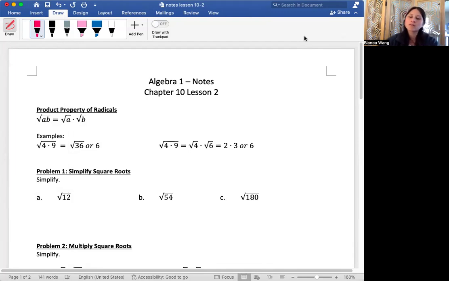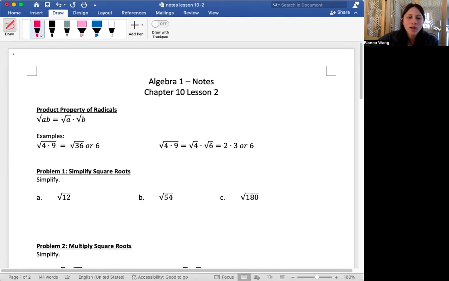So in our last lesson, we talked about graphing radical equations or square root equations. Today we're going to take a break from graphing. We're going to take a deep dive into working with radicals. So it could be multiplying radicals, it could be simplifying radicals, all kinds of things. But our whole focus is just looking at when we're working with radicals.